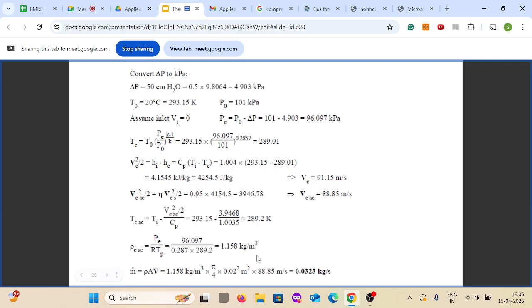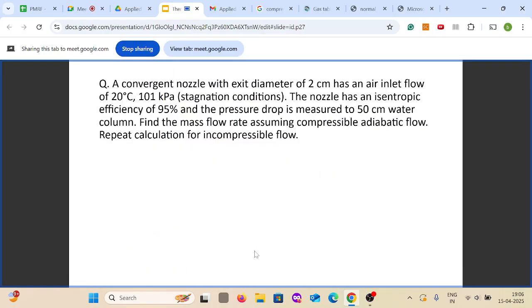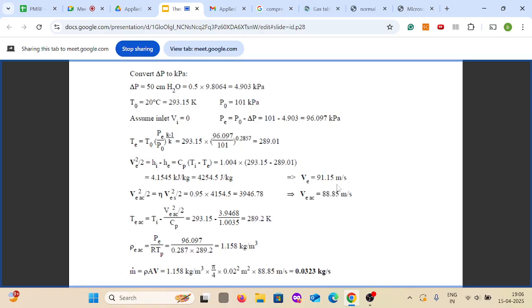So now we know the density, the area is known, nozzle exit diameter 2 centimeter, and the velocity. So you can find out the mass flow rate. So rho A V, so rho is 1.158, area is pi by 4 into 0.02 square, and velocity is 88.85 meters per second. So this comes out to be 0.0323 kg per second.